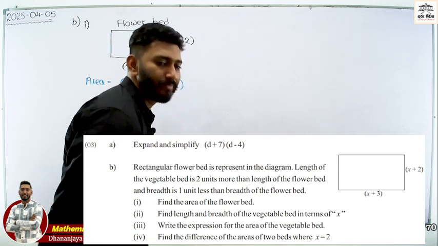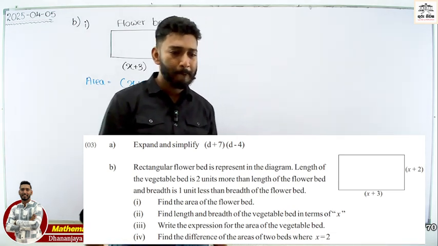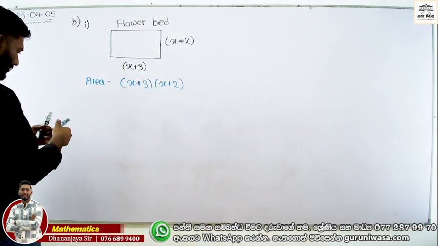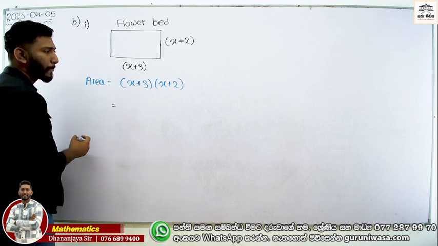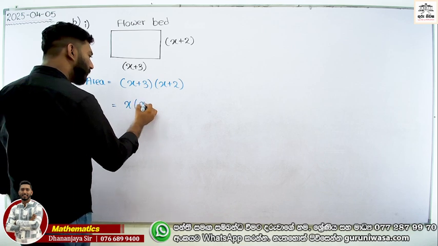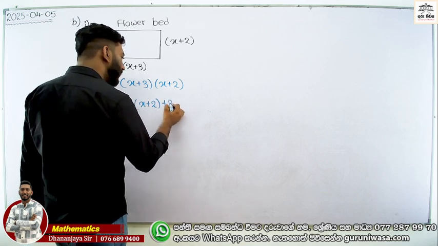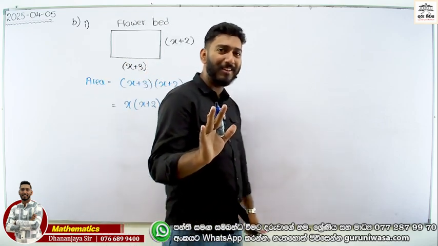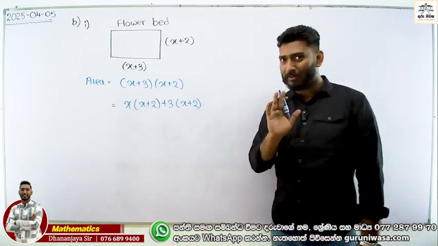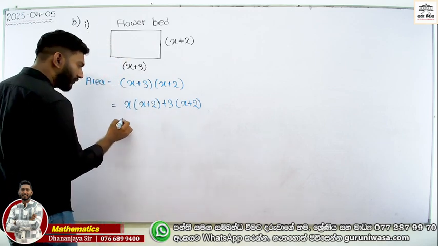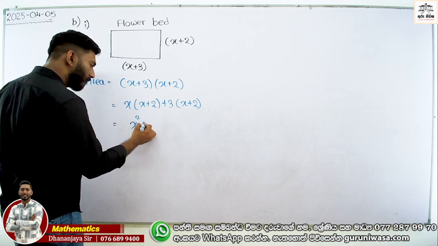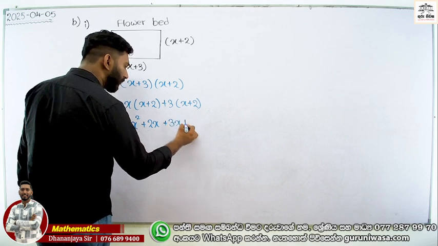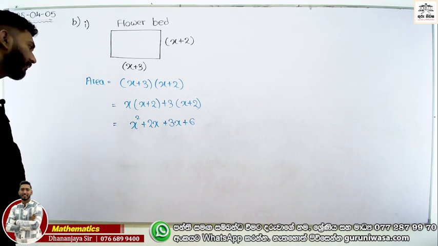Now good. Very good. Right. Now listen. We have x times x plus 2 and plus 3 into x plus 2. This is a very, very important question. All right. Now listen. x to the power of 2 plus 2x and plus 3x and plus 6.